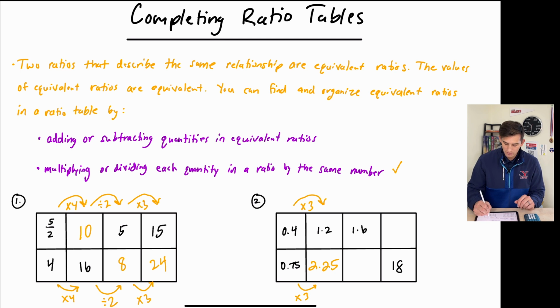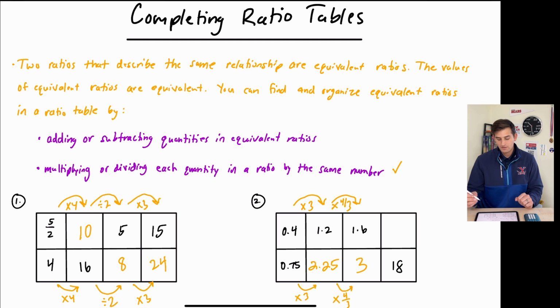Now I want to see what I'm multiplying by to go from 1.2 to 1.6. So we can divide backwards to figure out what we multiply by. So we could do 1.6 divided by 1.2, and that gives me 1.3 repeating, which would be like 4/3. Okay, so I'm going to multiply by 4 over 3. So let's multiply 2.25 by 4/3, and we get 3 right here.